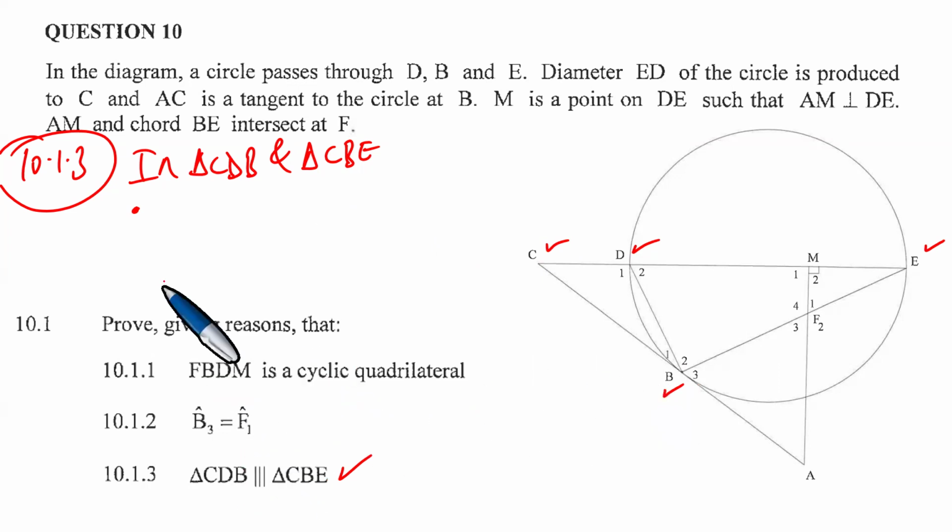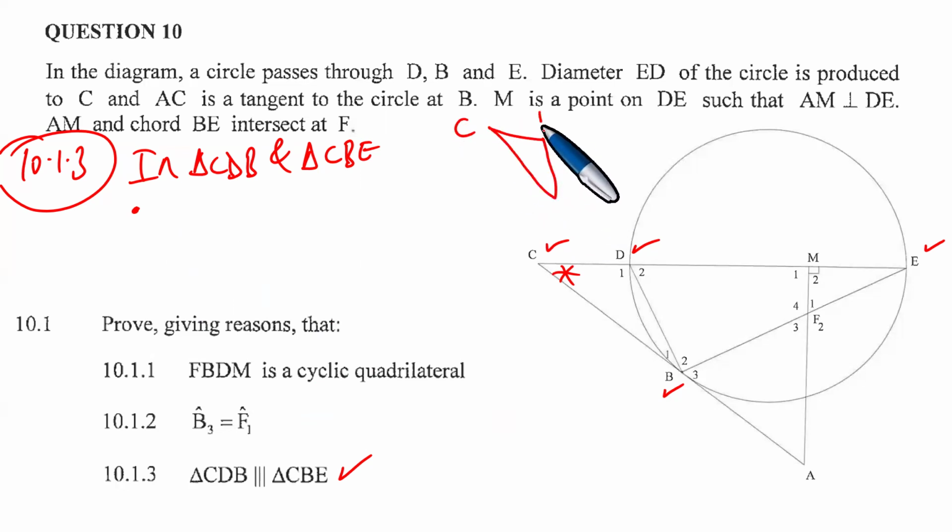So now we are looking at the triangle CDB and the triangle CBE. What do we know here? These triangles share this angle C. CDB and CBE have the same angle C. In other words, if you want, you can draw the triangles like this.